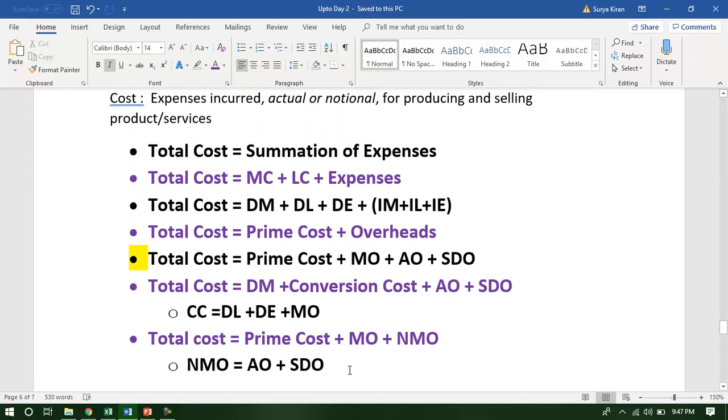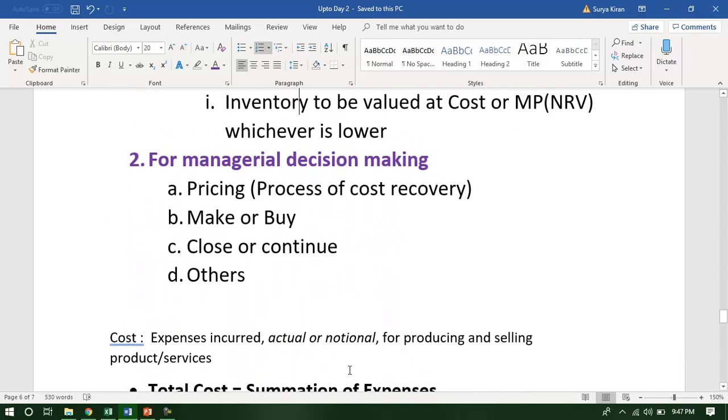So in order to understand the cost for the purpose of managerial decisions, it is necessary to understand different ways of presenting the cost.